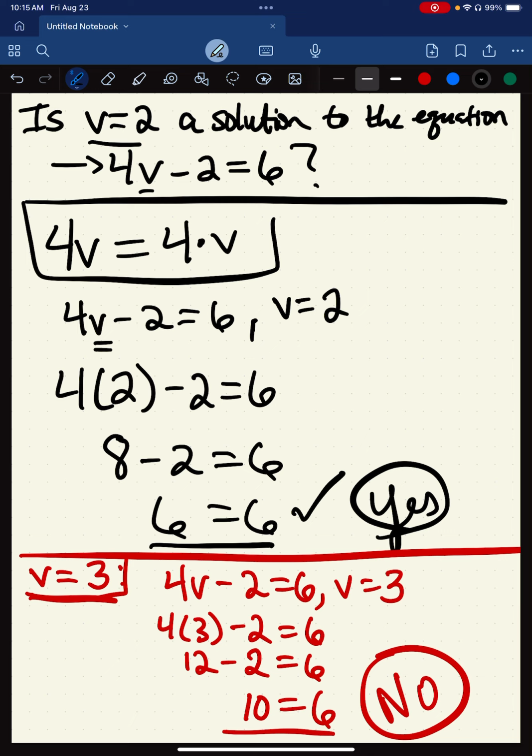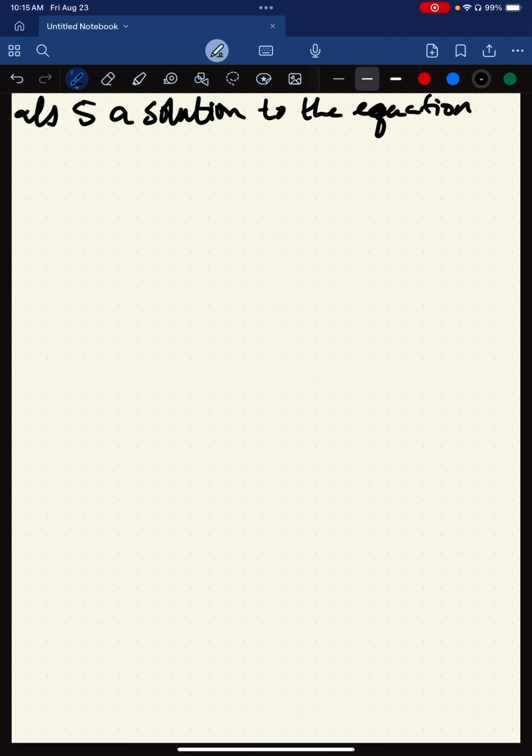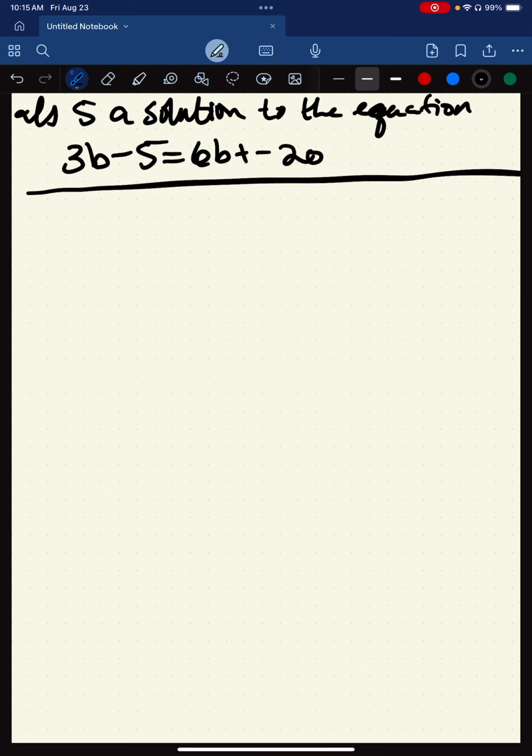So these, as you might expect, can get a little more involved, a little more complicated. So let's say, is 5 a solution to the equation 3b minus 5 equals 6b plus negative 20? And remember the rule that adding a negative is the same thing as subtracting.